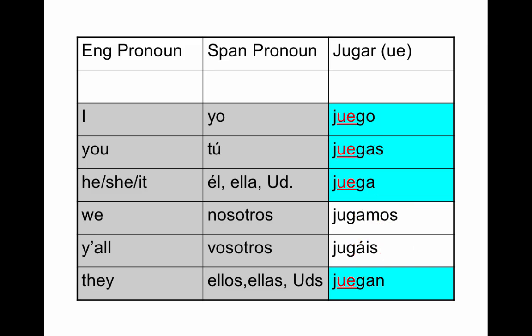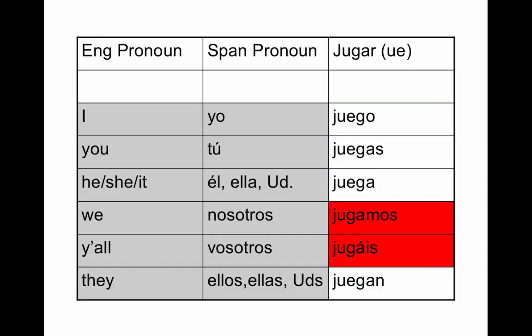But here we see the UE. So that's what this means up here in parentheses. If there's a verb in the infinitive form and next to it, it has one of those changes, like IE or UE or I, then you know that it's a stem change verb. But again, notice that there is no stem change in nosotros or vosotros.